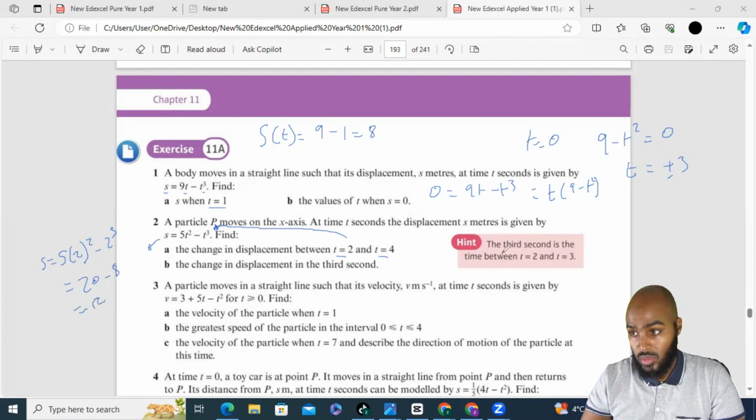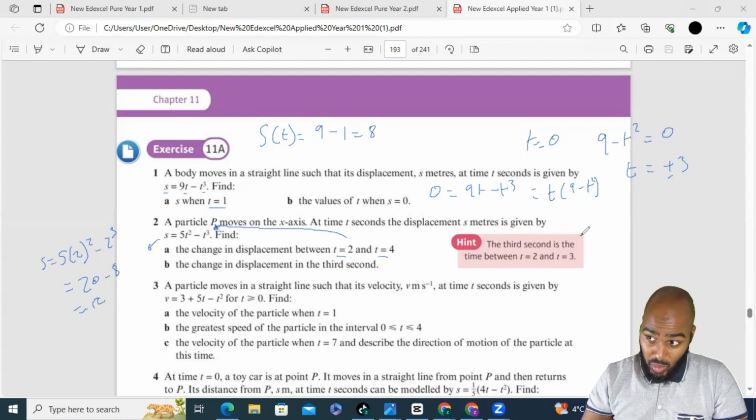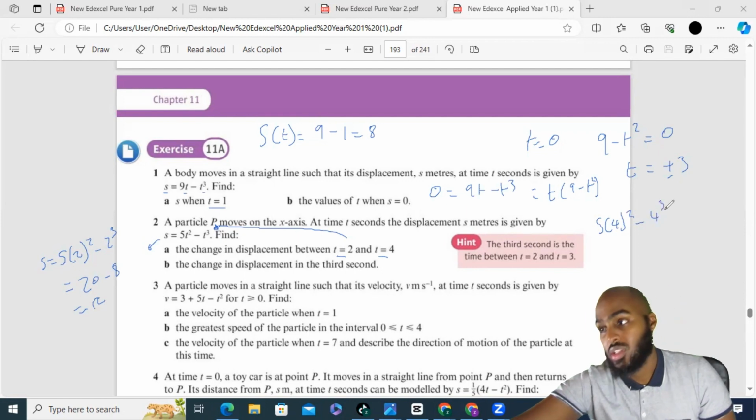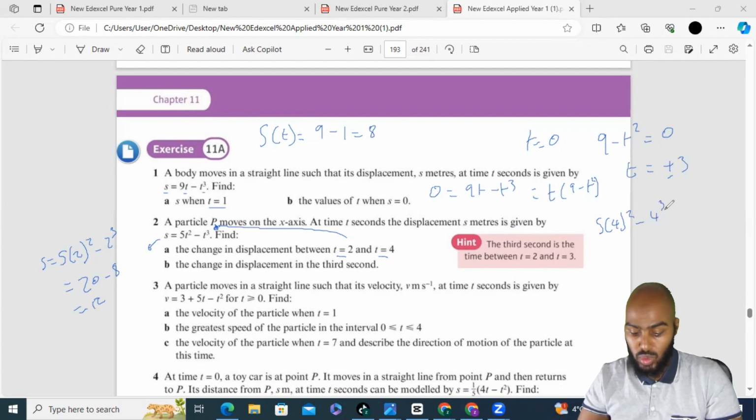12. And then we do the same thing, but with t being 4, so 5t squared minus t cubed. Let's use the calculator now. 16 times 5, 80, then minus 4 cubed. 16 is the answer. So what's the difference between 16 and 12? It's 4. So the answer here would be 4.